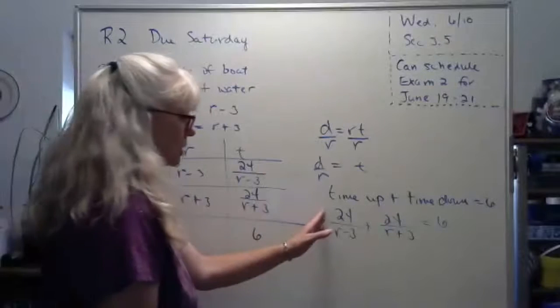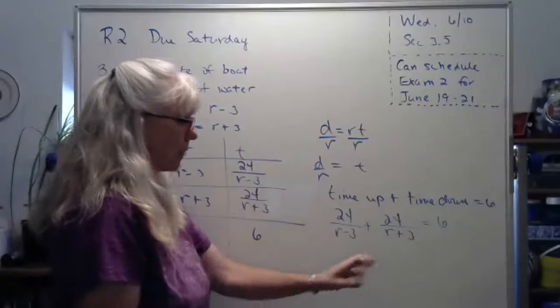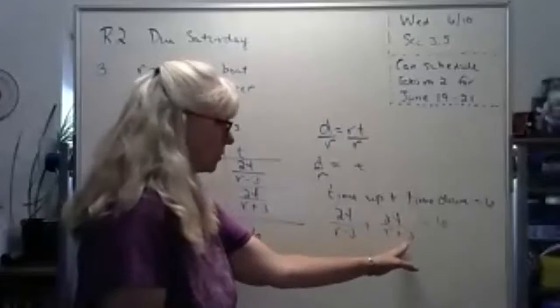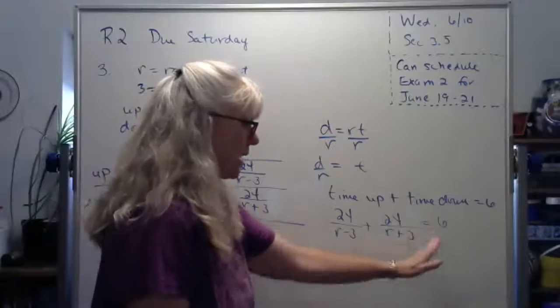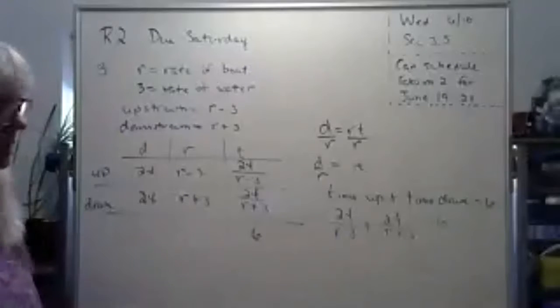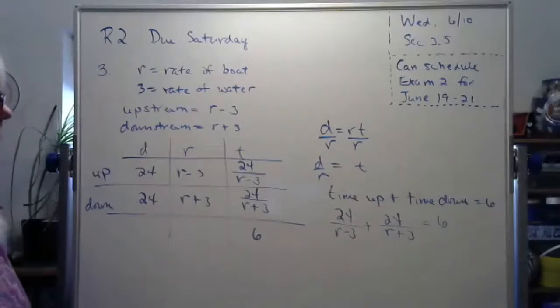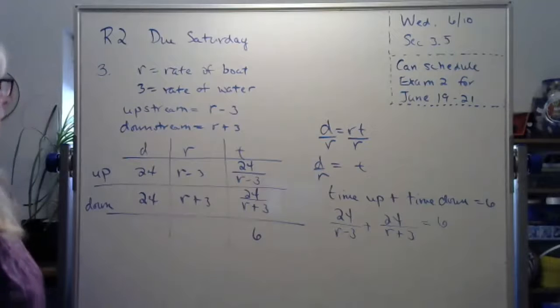So the time upstream was 24 over r minus 3. The time downstream is 24 over r plus 3. And those two times together have to equal the 6 hours that it takes you for that trip. So, okay. And the rest of it should be okay. But when I was keying it up yesterday, it's like, oh, we didn't really do one like that. So, okay, any problems with that?